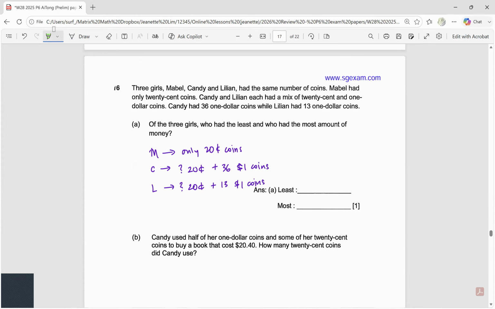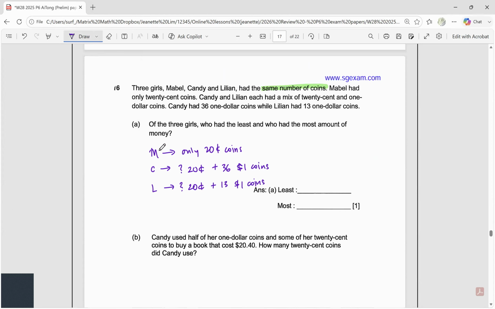Now, same number of coins for each of them. So the person who had the most amount of money would have the highest value of the coins, right? So if you compare what they have, Mabel definitely has the least because she only got 20-cent coins, like the lowest denomination of coins. So least is Mabel. Then between Candy and Lillian, you compare the $1 coins, the person who has more will have more money. So Candy has the most.